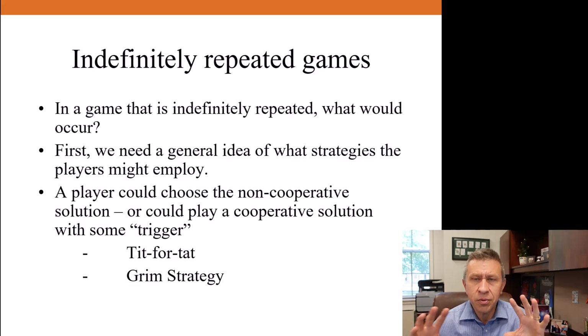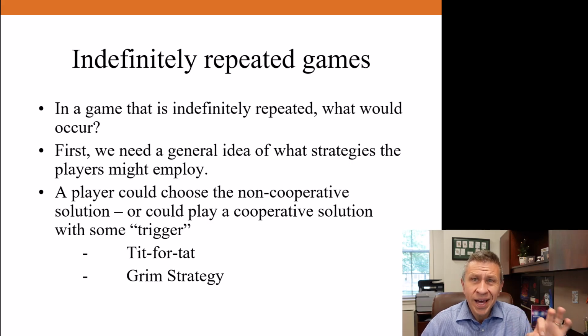We use 2 general ideas of this. Overall, what we say is that in order to cooperate, you need some trigger for when you would choose not to cooperate. So the 2 general ideas that we look at, and we really are going to play one more than the other, are a tit-for-tat strategy or a grim strategy.